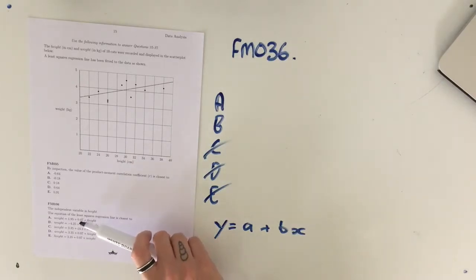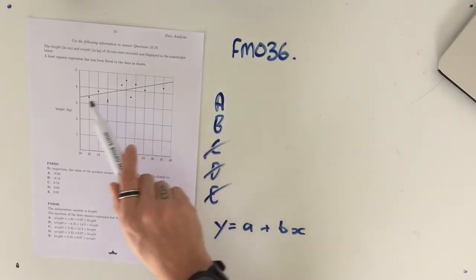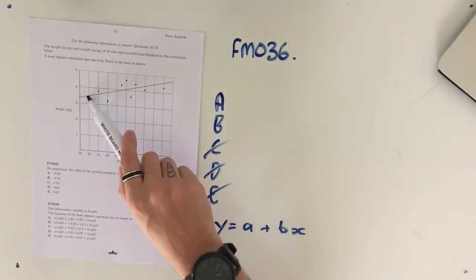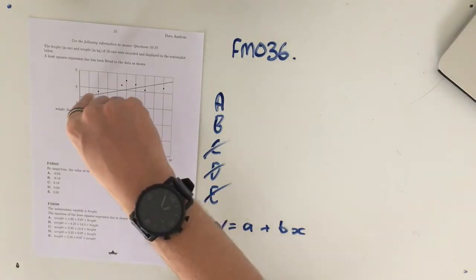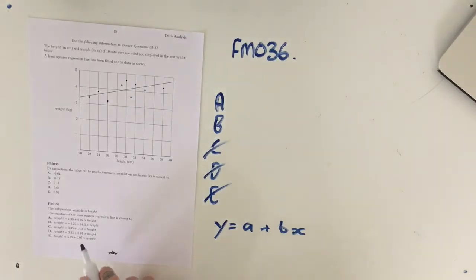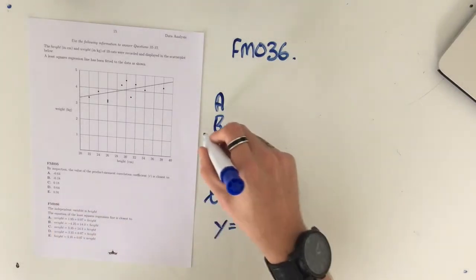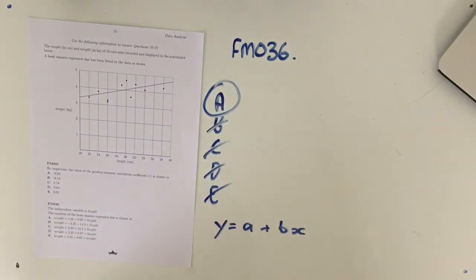In option A, our gradient is 0.07, which definitely looks a lot more like what's going on here. There's a slight increase over a jump of 2 centimeters in our height, and only a very slight increase in weight, as opposed to B saying that our weight should be going up by 14.3 kilograms for every 1 centimeter increase in height. So B is definitely not the answer, leaving A as our most likely and correct answer.